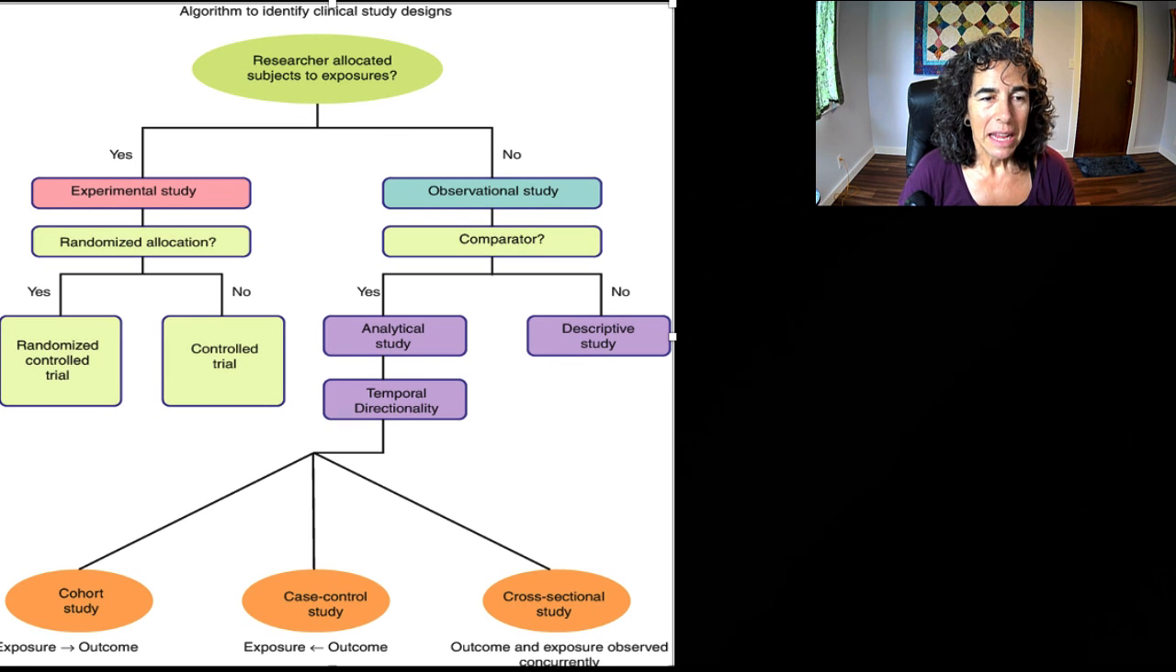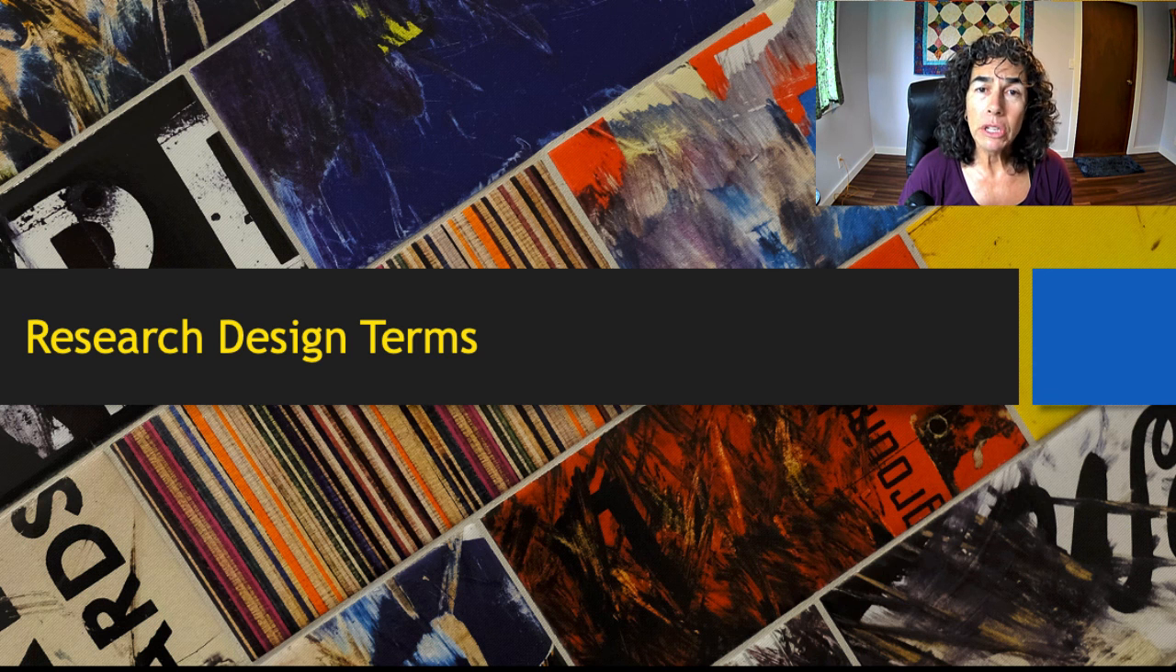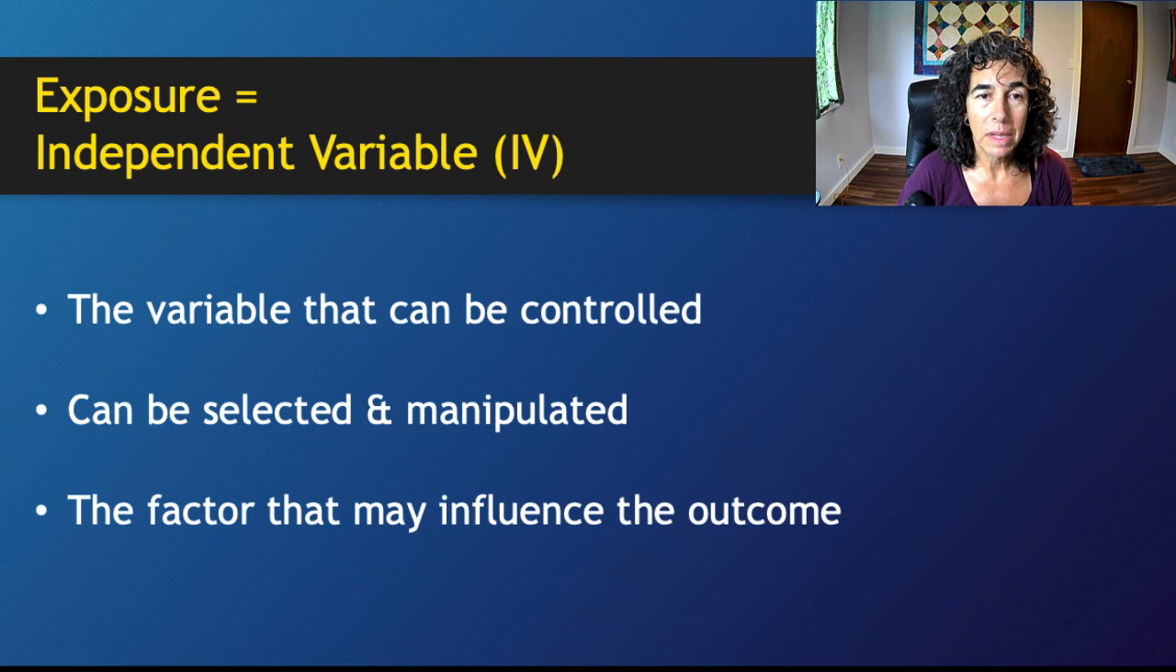All right, so let's move on. We're going to talk a little bit about research design terms, and then we will go into the different types of studies. So there's something called exposure, which is also the independent variable, or IV. And this is the variable that can be controlled, selected, and manipulated. In other words, it's the factor that can influence the outcome, and therefore it is the intervention or the thing that gets changed to see how participants react to it.